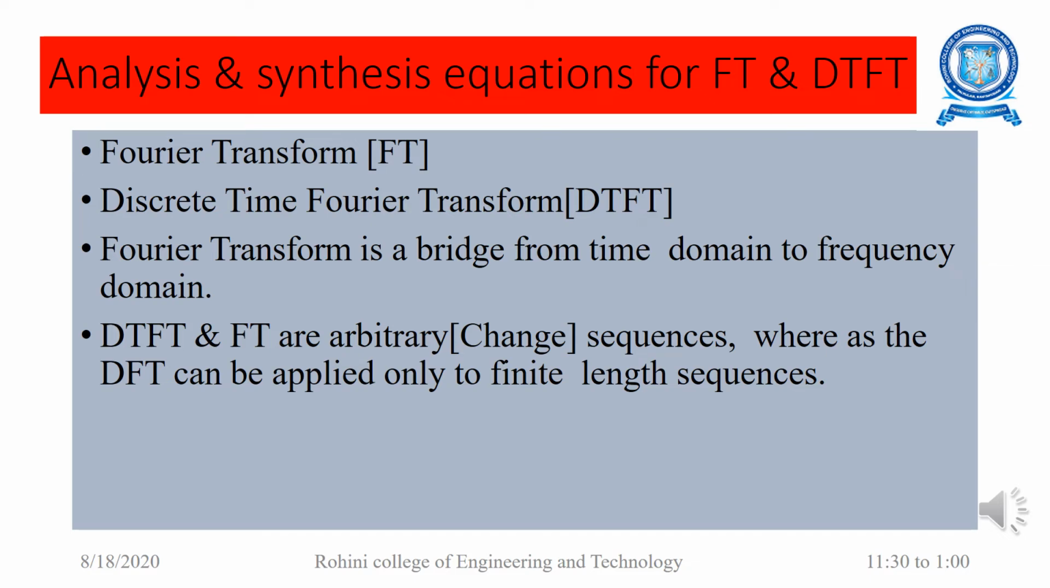The discrete time Fourier transform and Fourier transform handle arbitrary sequences. That means an arbitrary sequence is one whose values can change at any time, whereas the discrete Fourier transform can apply only to a finite length sequence. So the DTFT and FT inputs can change at any time, and they handle this type of changing input values, whereas the DFT can apply only for a finite length input sequence.